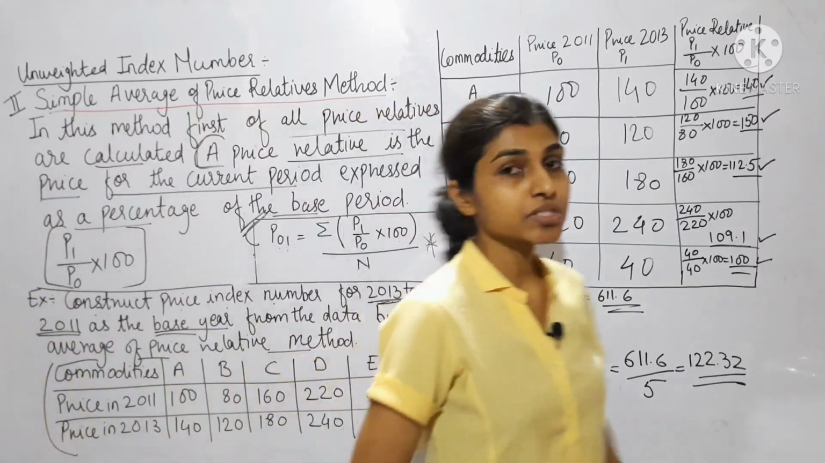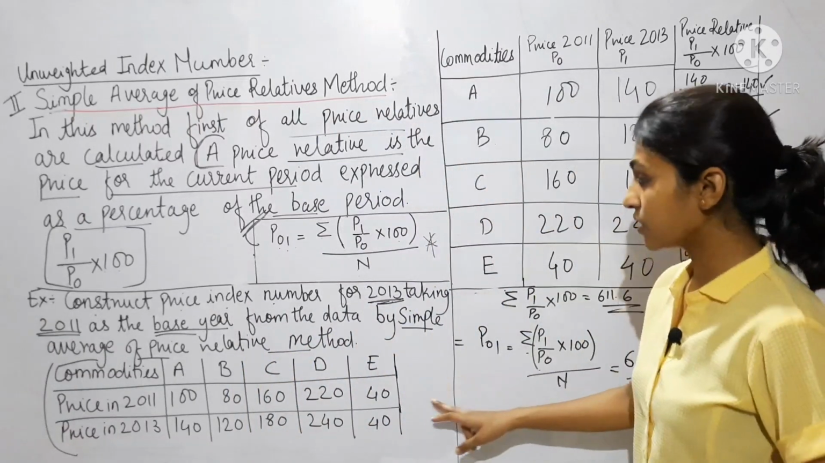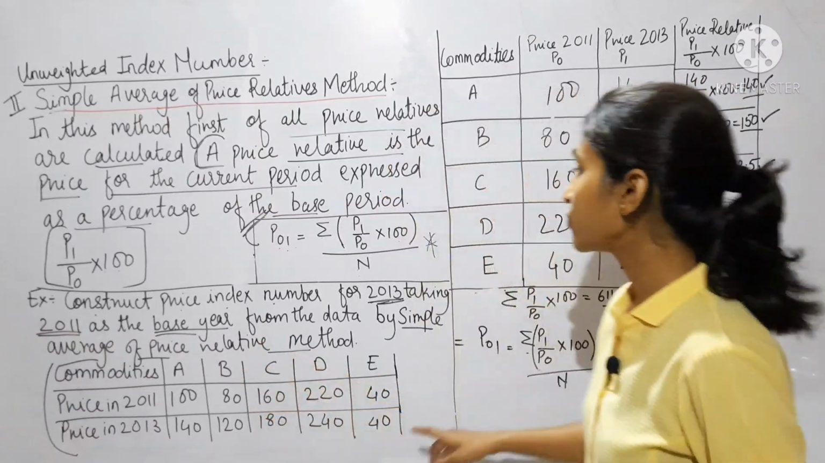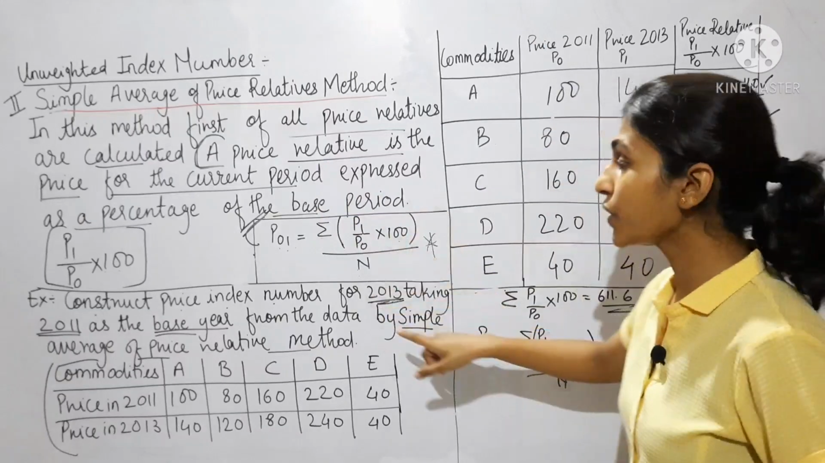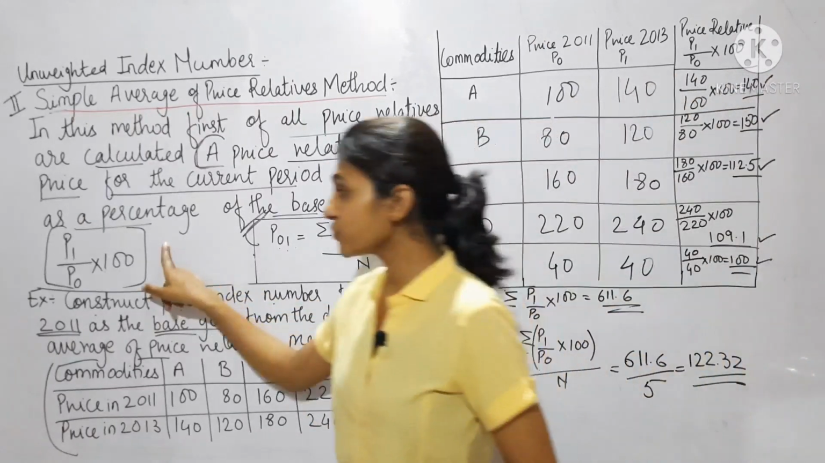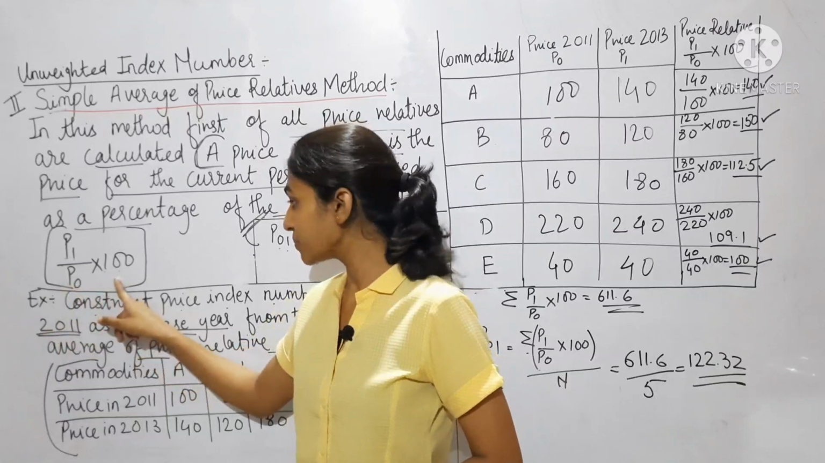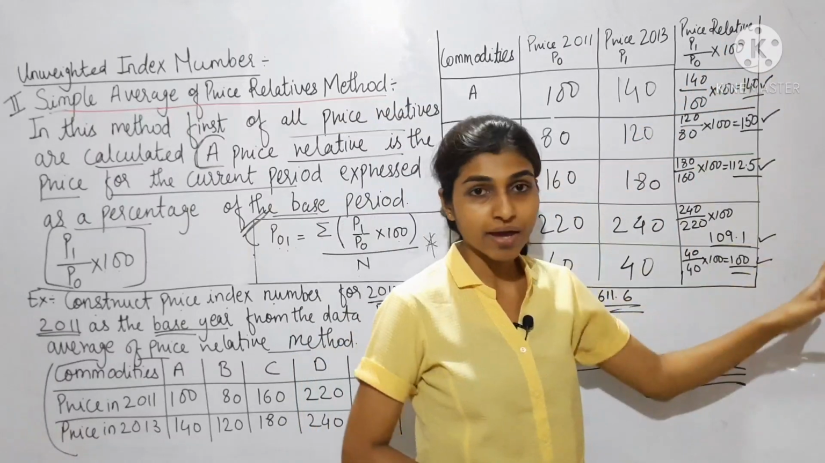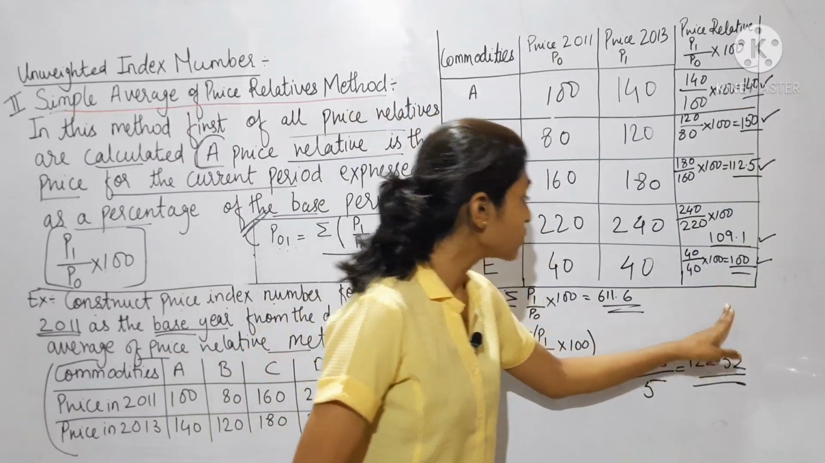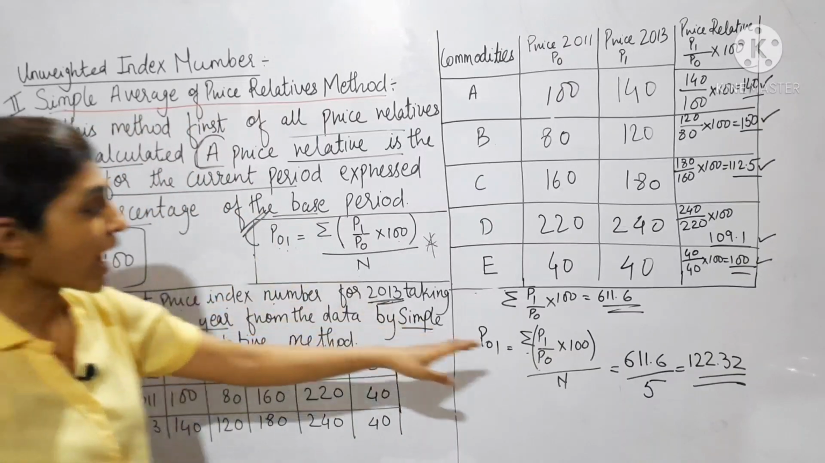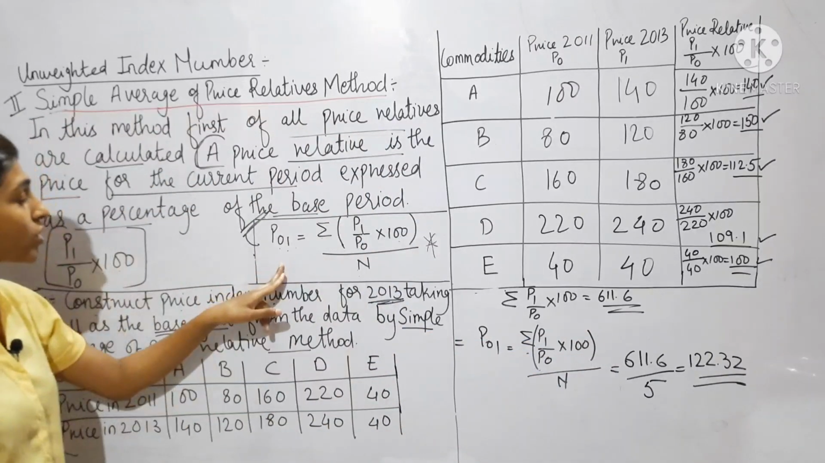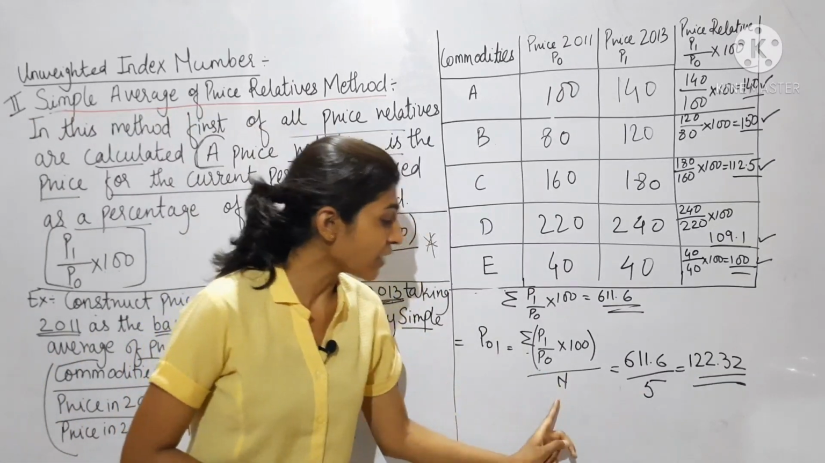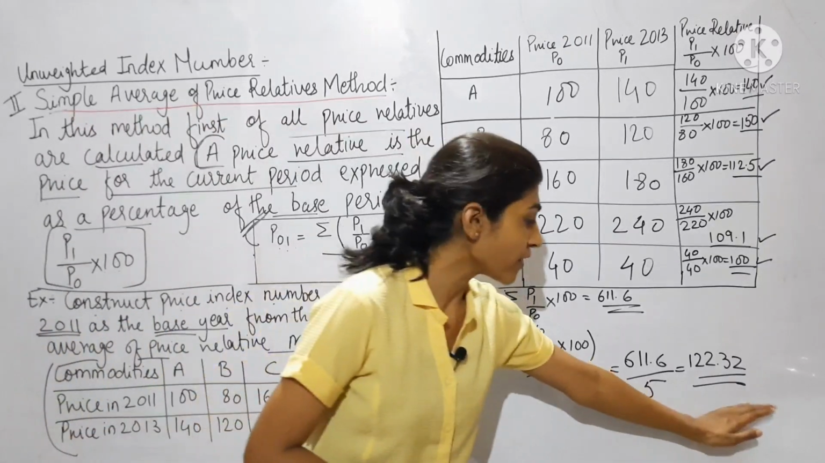Okay, so it is very easy. First thing in exam if the question comes, first thing what you have to do in this method, you have to find the price relative. How you are going to find a price relative? By using this formula, P1 divided by P0 multiplied by 100. Get the values, get the total of P1 by P0 multiplied by 100, that is price relative. Whatever answer you get, then apply the formula of simple average of price relative method, this formula, and divide it by number of commodities, and final answer you get.